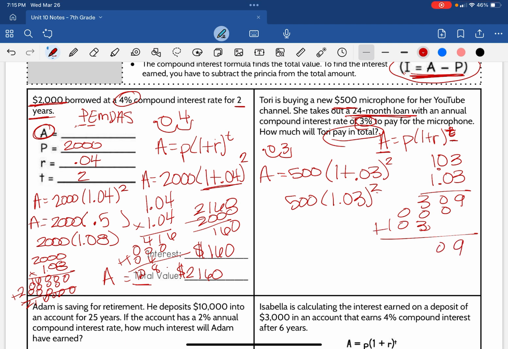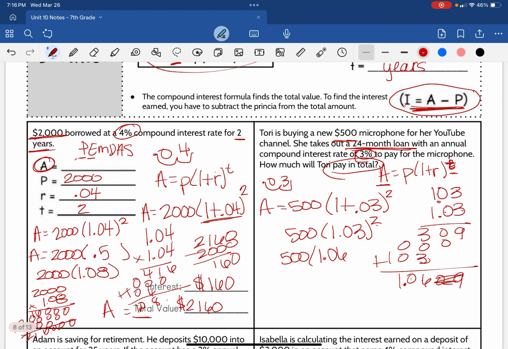0.0300 plus 0.0301, and 0.0009. There's 1, 2, 3, 4 decimal places. Okay, so now I'm at 500 times, and we're going to just cut it here, times 1.06. Okay, so 500 times 1.06.